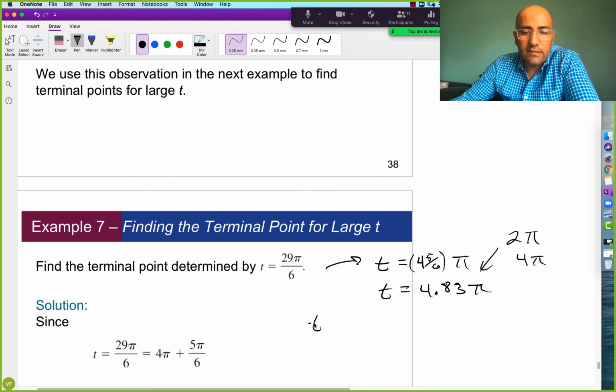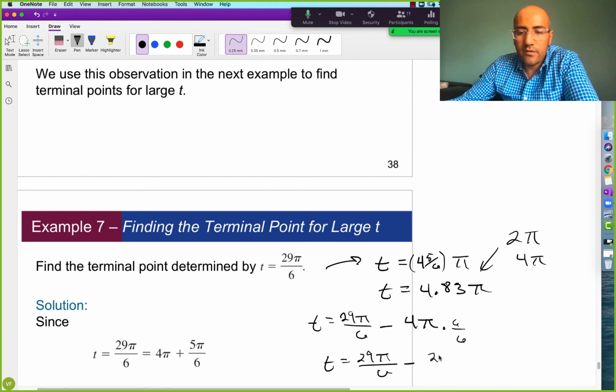So if we take t equal to 29 pi over 6 and subtract 4 pi, then t equals 29 pi over 6 minus, and if we multiply this by 6 over 6 to get a common denominator, we get 24 pi over 6, which then gives us 5 pi over 6.